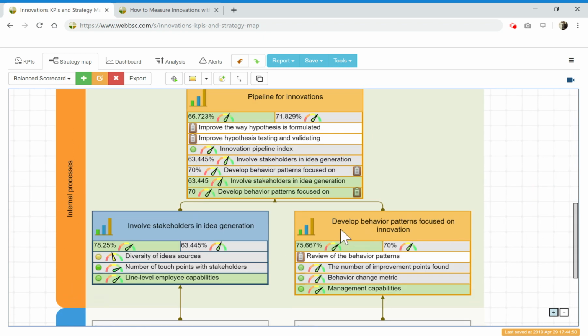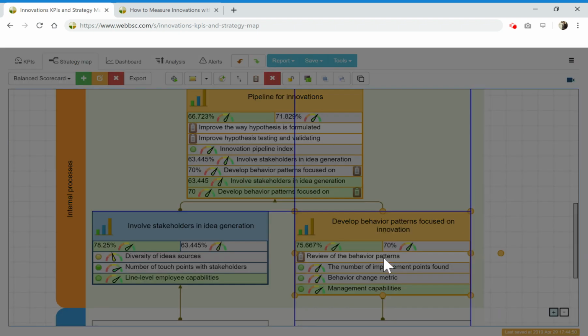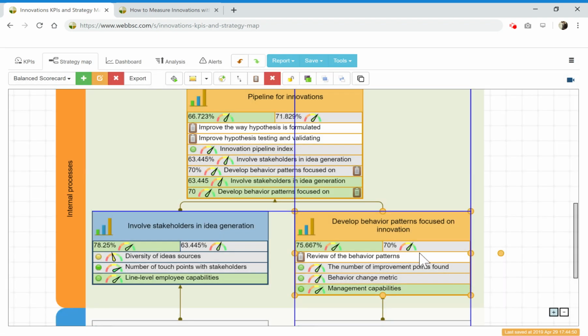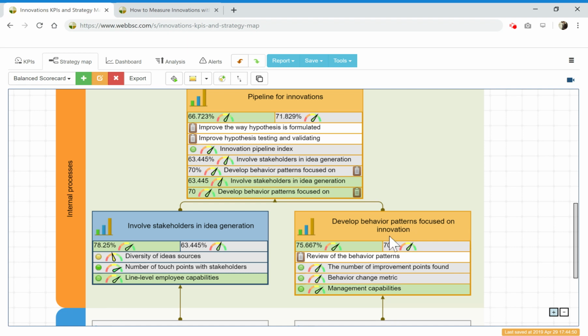Here, we need to change our culture. We need to develop certain behavioral patterns focused on innovation. How can we do this? First of all, I have mapped here an initiative that is a review of the behavioral patterns. Before changing anything, we need to make sure that we know what is working now and what is broken, what needs to be changed, what needs to be removed. So we need to do an analysis.